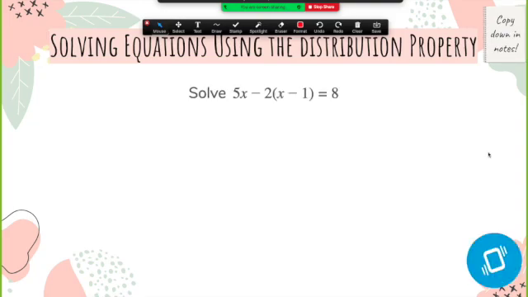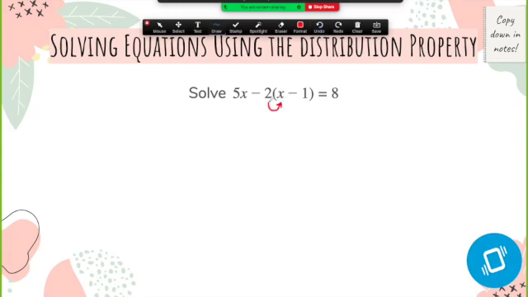Let's try out one more. It says to solve 5x minus 2 times x minus 1 equaling 8. Again, I see that we have a number with two terms in parentheses, so I'm going to complete the distribution property again.